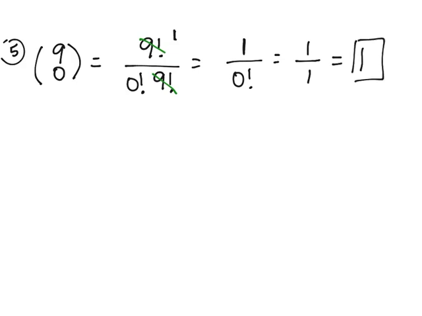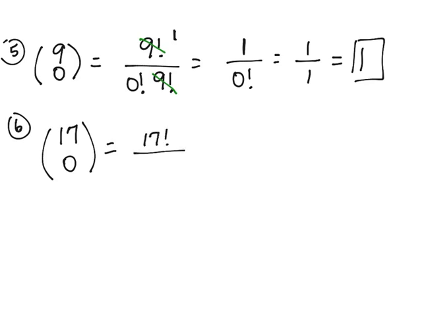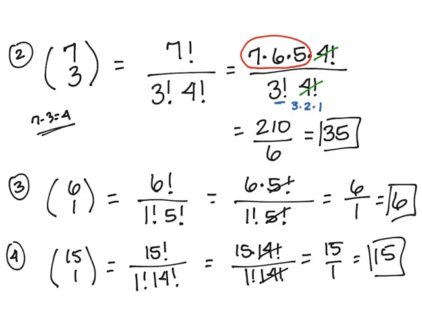So anytime I give you a number over 0, then you can just best believe that's a 1. You don't have to even show that factorial breakdown because, again, the 17 factorials would cancel, and so you're left with 1 over 0 factorial, which is just 1. So we got number over 0 is 1. If we do a number over 1, it's that number.